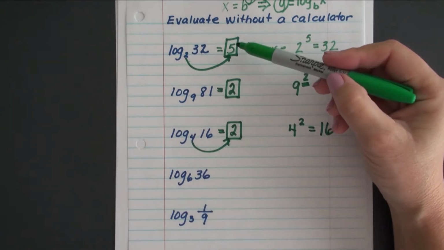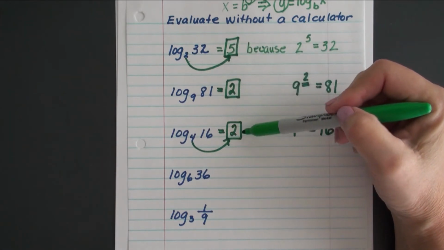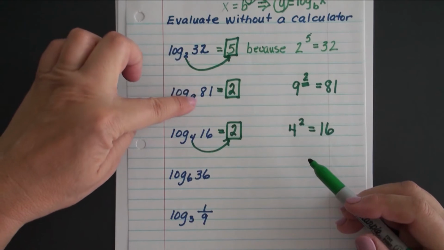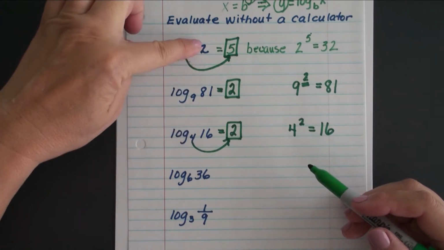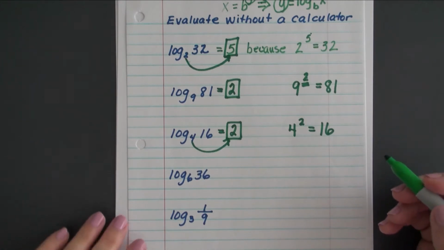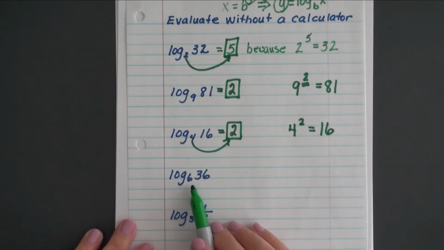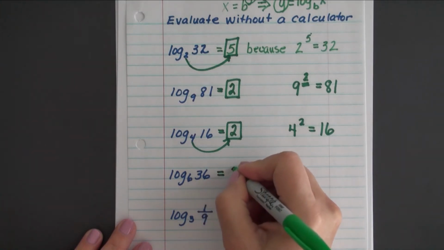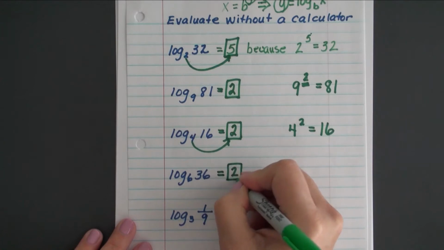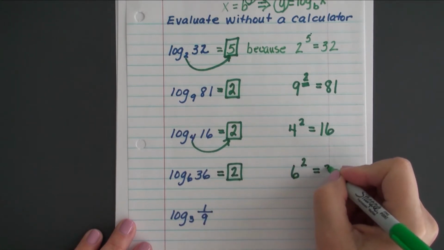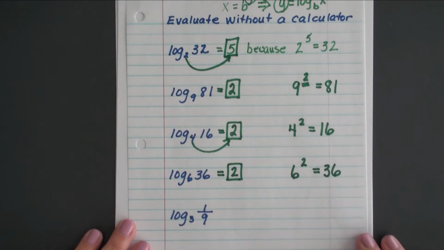So I hope you are beginning to see that the answer is the exponent that you raise each base to get this number here. If that's the case, log base 6 of 36 equals 2. Again, because 6 to the 2nd power equals 36.